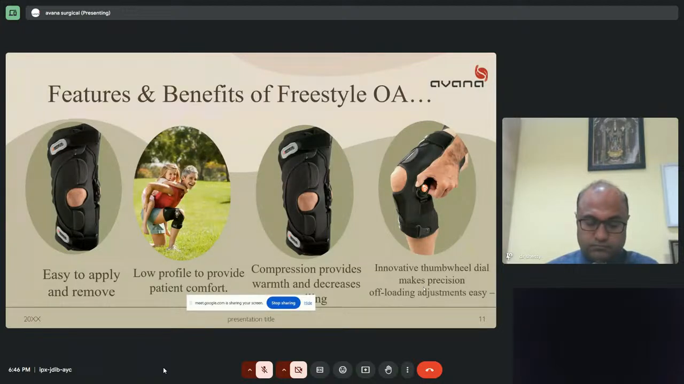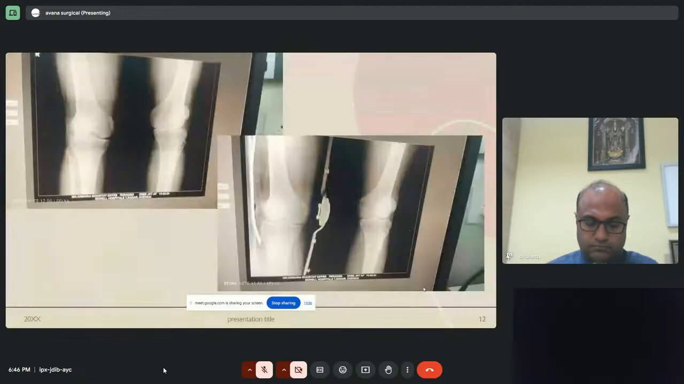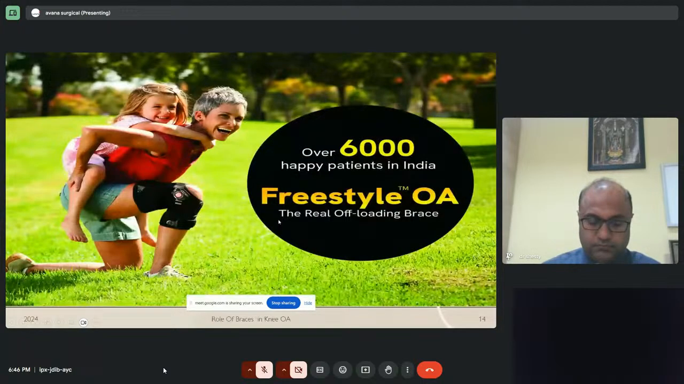And you can adjust it on your own. You don't require an Allen key or any additional material to adjust the knee brace. These are real X-rays of patients who used the offloading brace, Freestyle OA knee brace. Here, this is the before X-ray, and these are all after X-rays. As you can see over here, there is no joint space available, and you can see there is an increase in the joint space. There are over 6,000 happy patients in India right now.